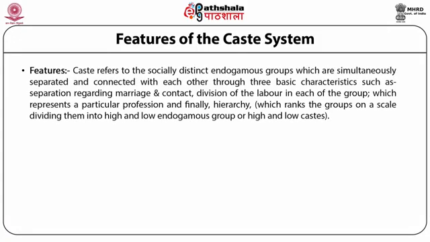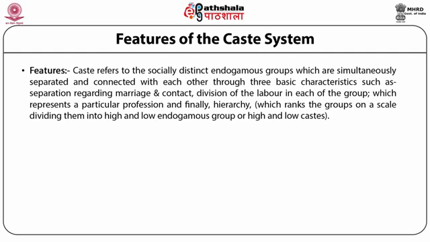Characteristic features of caste system. Caste refers to the socially distinct endogamous groups which are simultaneously separated and connected with each other through three basic characteristics: separation regarding marriage and contact, division of labor in each of the groups, which represents a particular profession, and finally hierarchy, which ranks the groups on a scale dividing them into high and low endogamous groups or high and low castes.